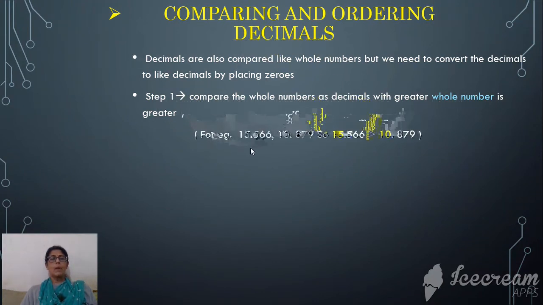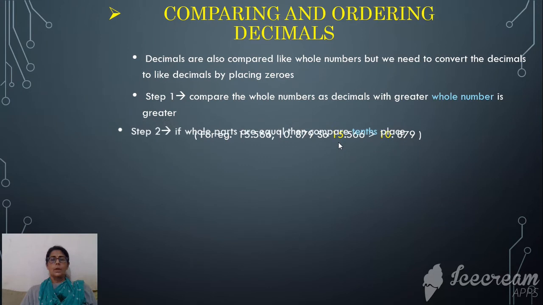See, one example I have given you here. 15.566 and 10.879. If I want to compare these two numbers, 15.566 is greater than 10.879. How can I say this? Because if we check the whole numbers, here the whole number is 15 and here the whole number is 10, right? So which number is greater? 15 is greater. So 15.566 is the greater number, right?